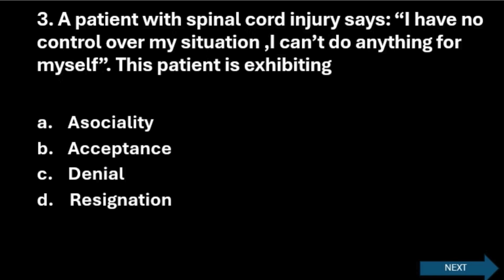Next question. A patient with spinal cord injury says, I have no control over my situation. I can't do anything for myself. This patient is exhibiting option A, asociality. Option B, acceptance. Option C, denial. Option D, resignation. The right answer here is option D, resignation.